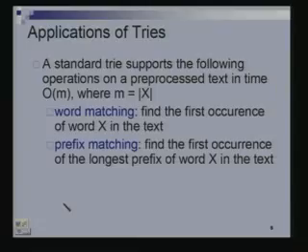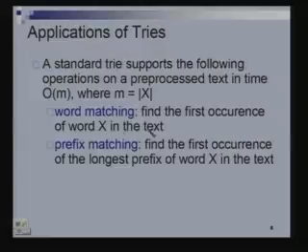Before that, let's see applications. So this actually does our task, what we started off with, right? Suppose I give you a piece of text and I take all the words in the text and throw them into a trie. Now if I have to search for a particular word, I can search for the word in time proportional to the length of the word. This is what we started off with today. So I can do word matching, find the first occurrence of word X in the text.